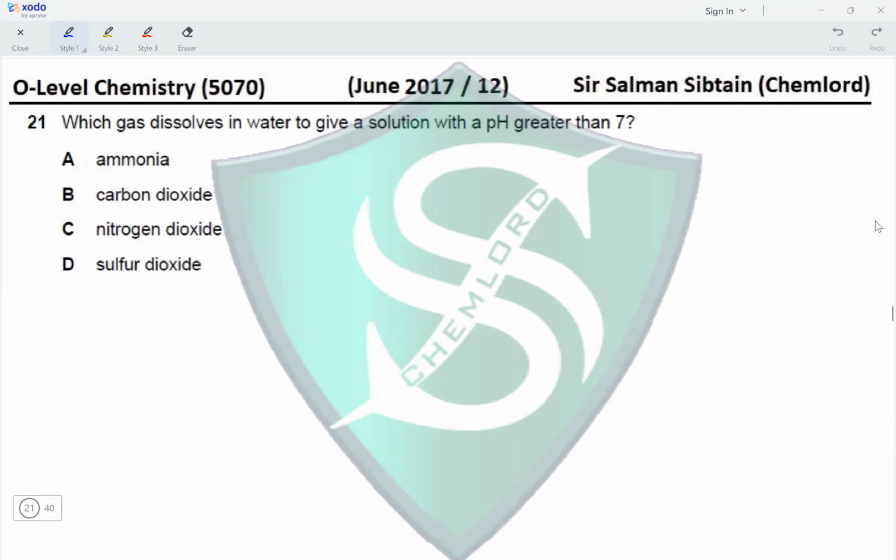So ammonia is a basic gas. It would dissolve in water producing an aqueous solution of ammonia which has a pH of greater than 7. Carbon dioxide, being an acidic gas, would give a pH of less than 7 when it dissolves in water, and it only partially dissolves. Nitrogen dioxide is an acidic gas. It would give a pH of less than 7 when it dissolves in water, and sulfur dioxide is also an acidic gas which when dissolved in water would form an acidic solution with a pH of less than 7. Therefore, the correct option for this question is option A.